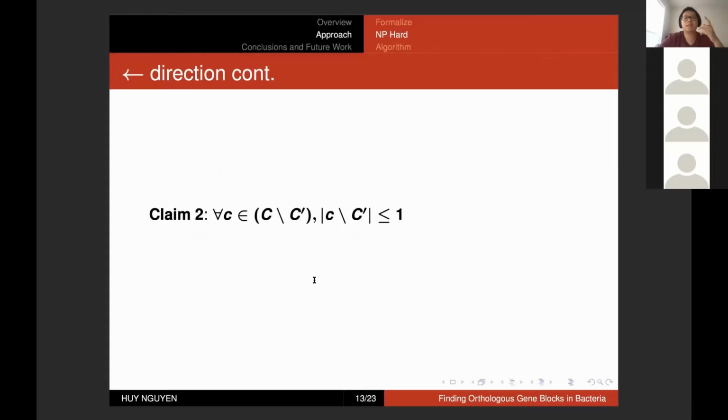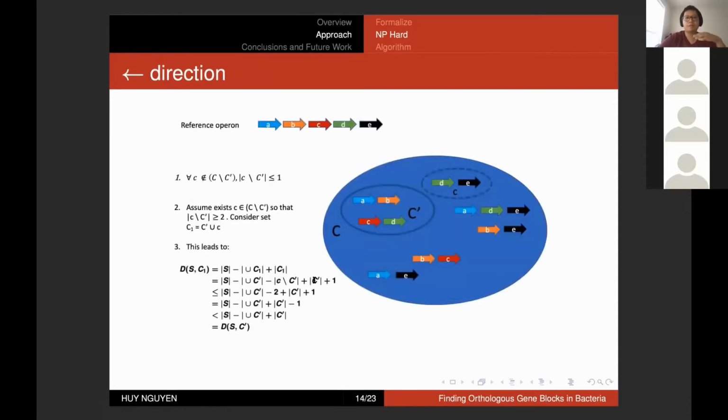The second claim is basically saying that for every element that was not covered in C prime, what the element C can contribute is at most one more gene to the set C prime, given that C prime is the solution to the relevant gene block. To prove this, we assume that there exists another element, let's say C, that can contribute at least 2 to the set C prime. We'll show that our C prime should have included this by default. To prove it, we assume that there exists one. Then we consider C1 to be the set C prime union C.